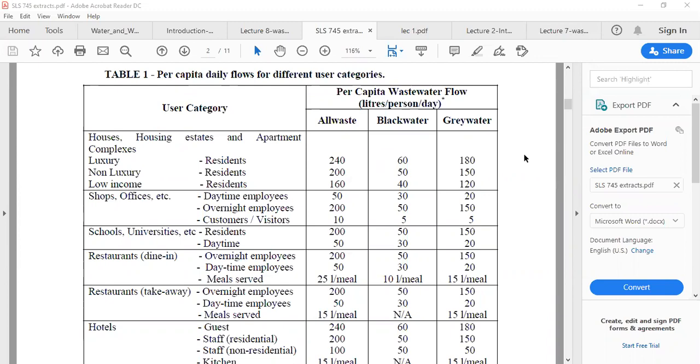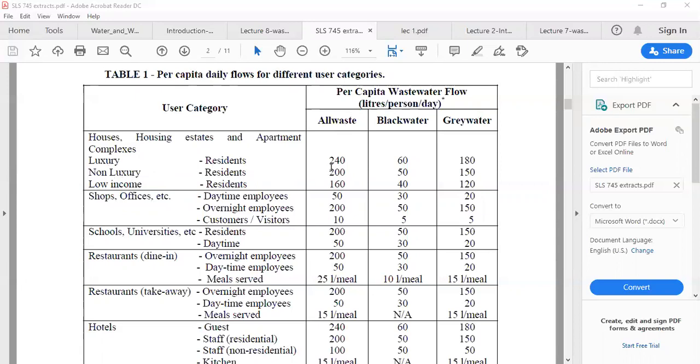Here, user categories are given for houses, housing estates, apartment complexes, like that. You have to take one from luxury, non-luxury, low income. You have to decide what will suit the area. From that one, what should be the per capita flow?